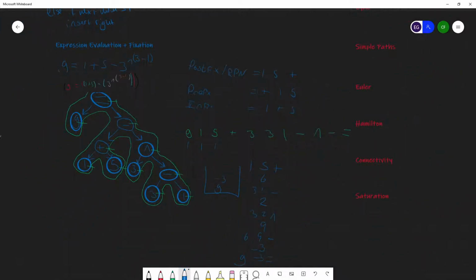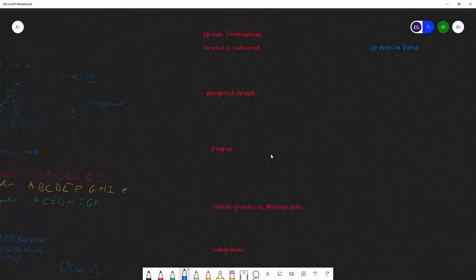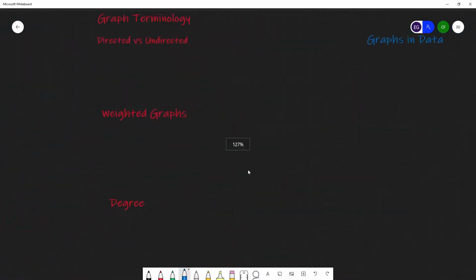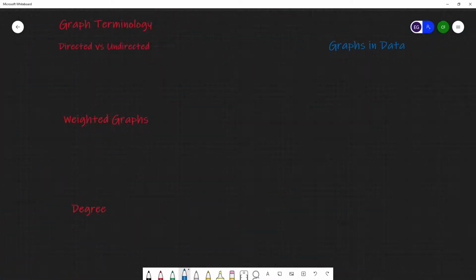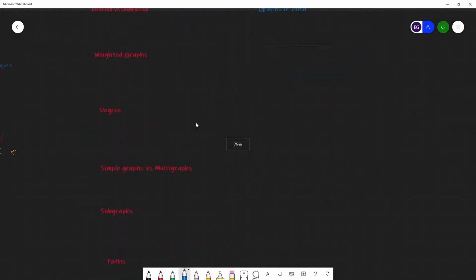Is that everything for this section? Let me check my notes. I think so. Yes. So, on to graph terminology. Right, with Elliot. What am I doing up to here now? Am I just doing up to which bit? If you want to take up to cycles. Cycles? Okay. Right.